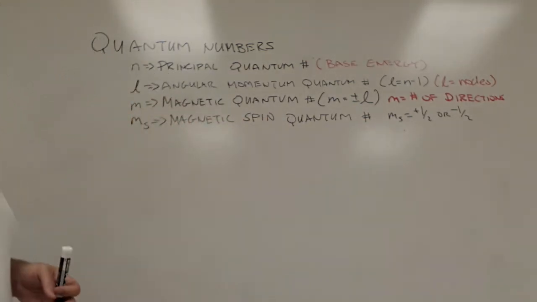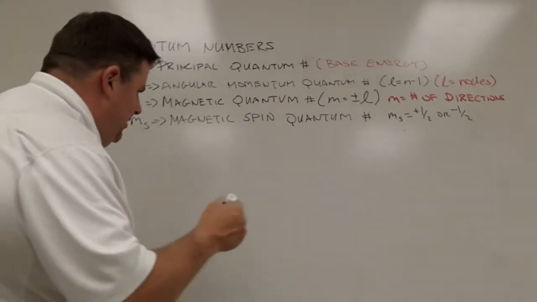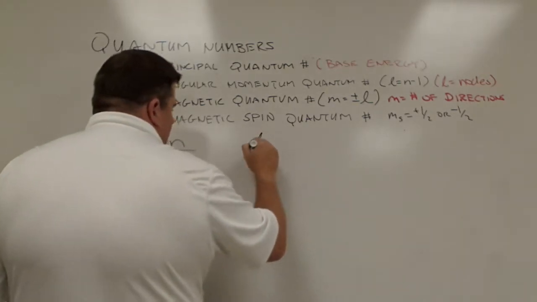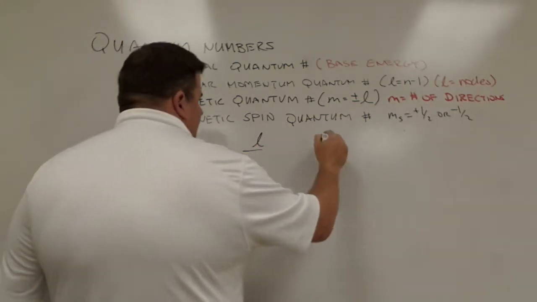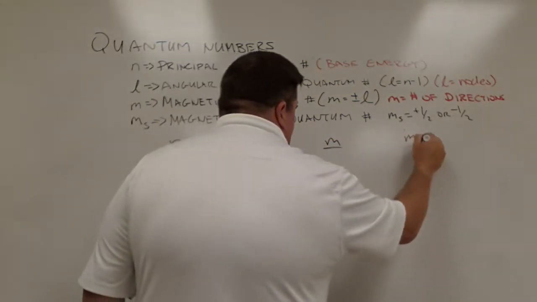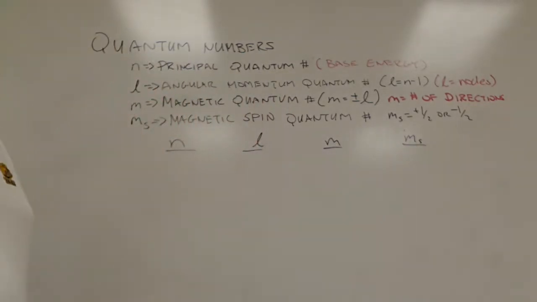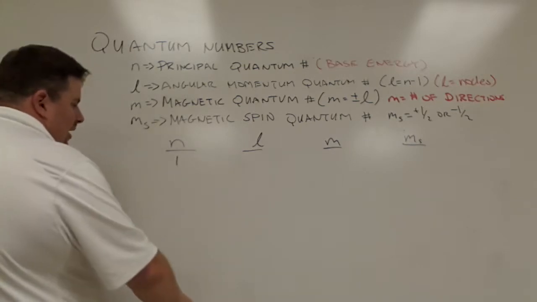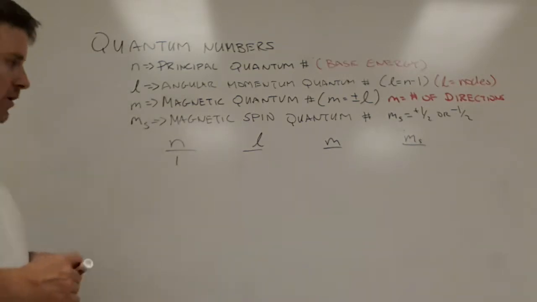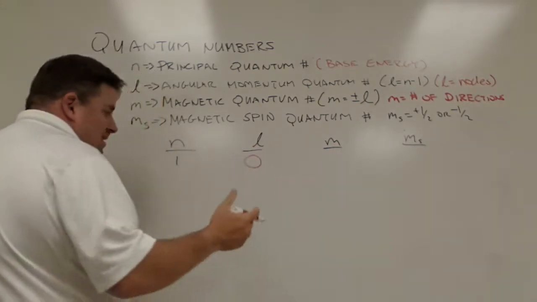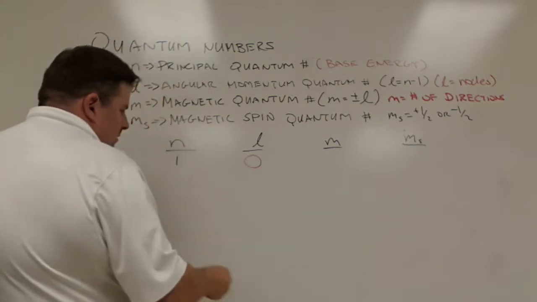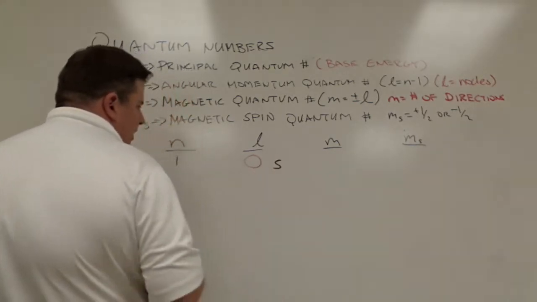So to put them into sort of a descriptive shape, what I'm going to do is list them. I'm going to say we've got N, and I've got L, and I've got M, and here's MS. Okay? So if I start with an N value of 1, the only possible L that I can have is 0, and then that's it. So that means that the orbital in that case is going to be called an s orbital.